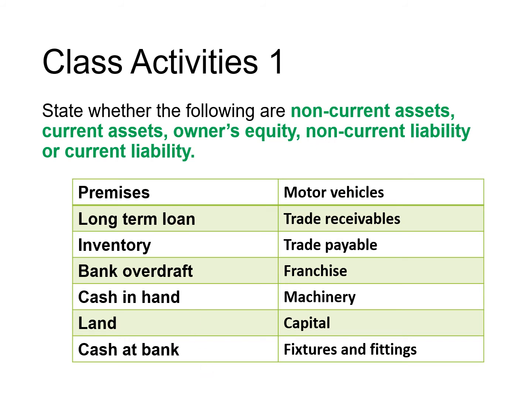So, the premises. Premise ni adalah property of the business, right? So, dia boleh gunakan premise ni untuk masa setahun ataupun lebih. Of course dia akan guna untuk lebih daripada setahun kan. Premise tu takkan guna dalam masa 1 year lepas tu habis. So premise ni adalah the non-current asset. Motor vehicles pun sama, the non-current assets.